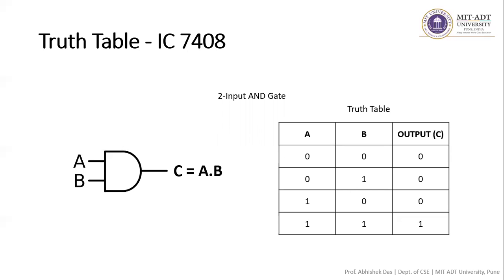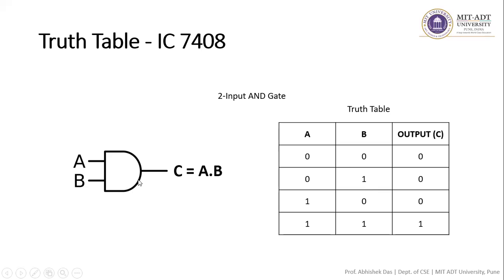From the truth table, you can see that when all the inputs are 1, or all the inputs are true, only then will you get the output as true or as 1. Else, if any one of the inputs is false, you will get the output as false, or you can call it 0.